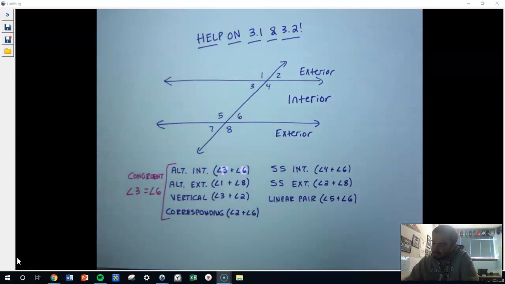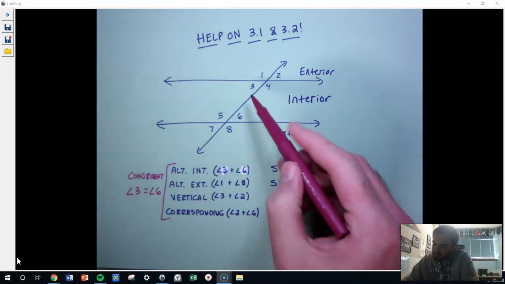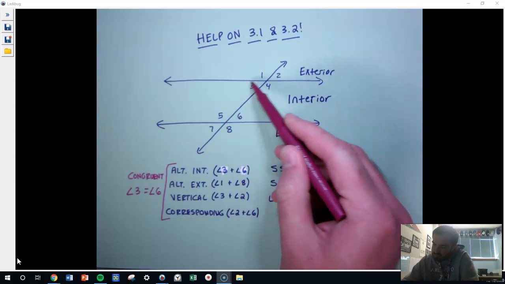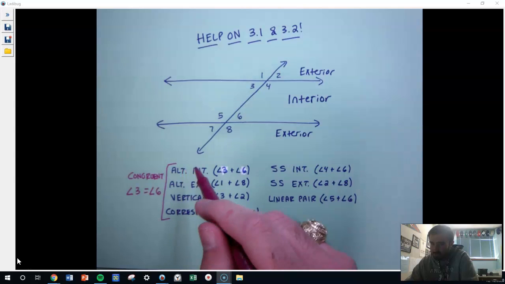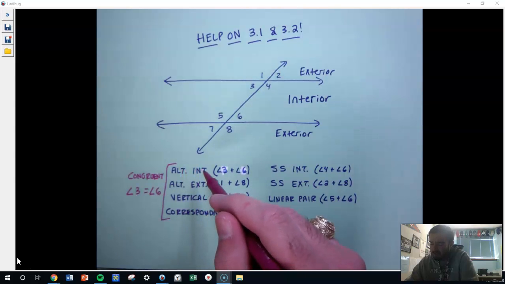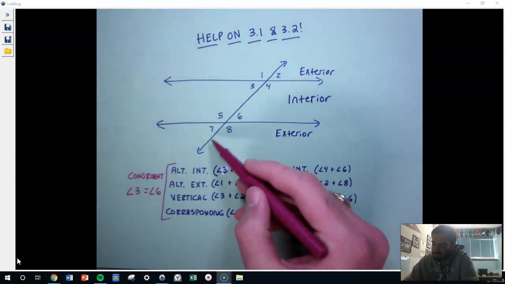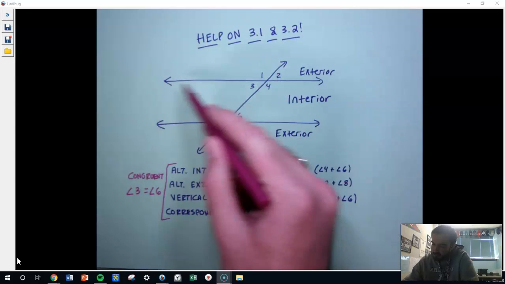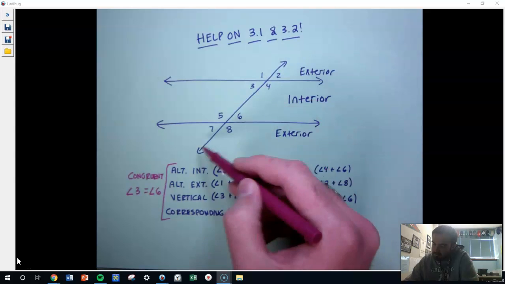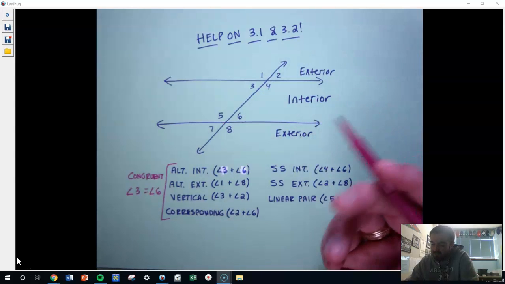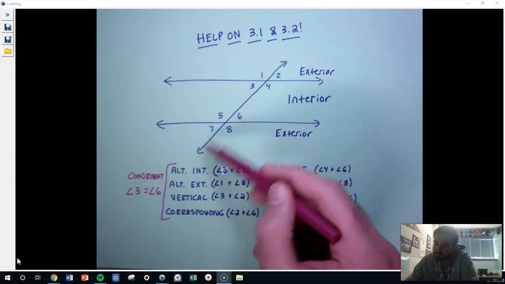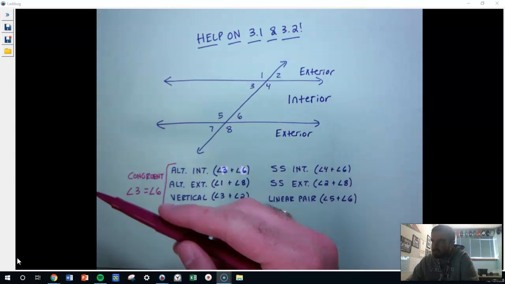Just think about it visually. 3 and 6. Do you see how those are both acute angles? Tiny little angles. 3 and 6. Doesn't it make sense that those would be congruent to each other? Yeah. Similarly, like 8 and 1. See how those are both obtuse? Both obtuse angles? They're going to be congruent to each other. So don't overthink it. If they look like they're probably equal to each other, in this lesson they probably are.